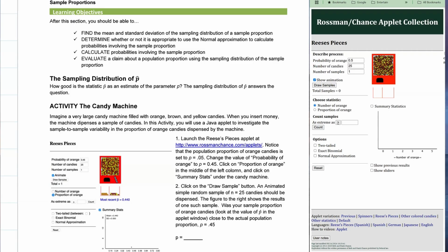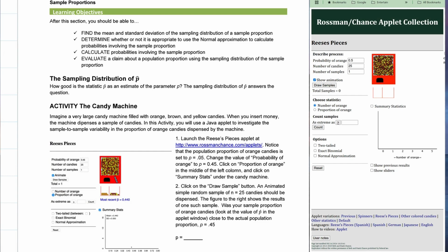Here is the lecture for section 7.2, sampling proportions. In this lecture, we're going to be delving deeply, not just into sampling distributions, but in particular the sampling distribution of sample proportions, or p-hat. By the end of the lecture, we'll need to be able to find the mean and the standard deviation of the sampling distribution of the sample proportion.